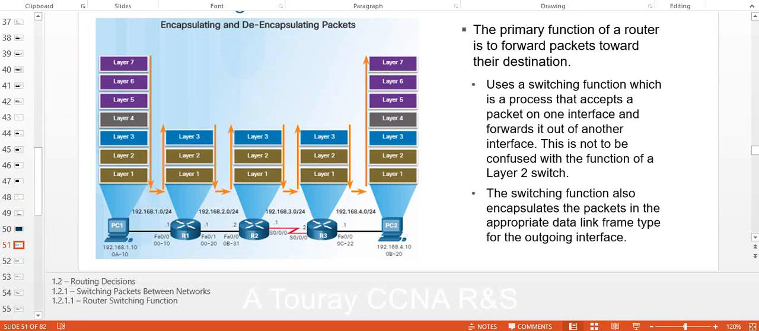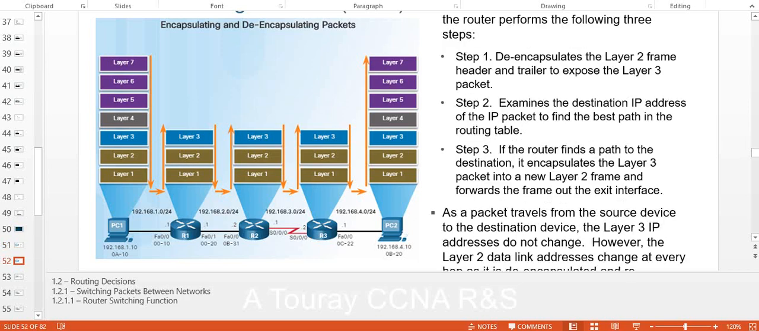The primary function of the router is to make sure that it forwards packets toward their destination. So it uses the switching function, which is the process that accepts a packet on one interface to be forwarded out of another interface to the other side of the network. The switching function also encapsulates the packets in the appropriate data link frame type for the outgoing interface. Alright, so the router performs the following steps.